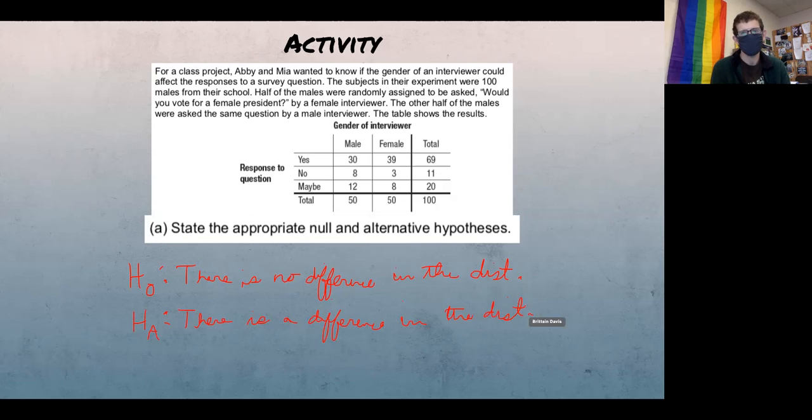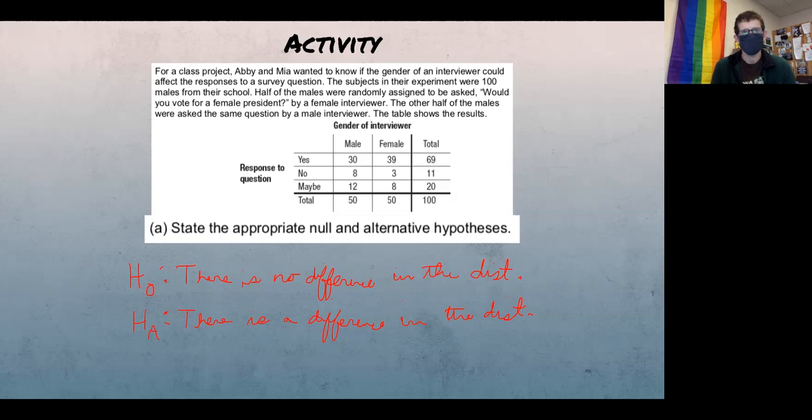So what does this mean? Now, maybe I should have started with this, but I think it's just as fine that we start with the hypotheses and come back to it. For a class project, Abby and Mia wanted to know if the gender of an interviewer could affect the responses to a survey question. The subjects in their experiment were 100 males from their school. Half of the males were randomly assigned to be asked, would you vote for a female president, by a female interviewer. The other half of the males were asked the same question by a male interviewer. The table shows the results. It was some tricky sort of sociological experiment going on.